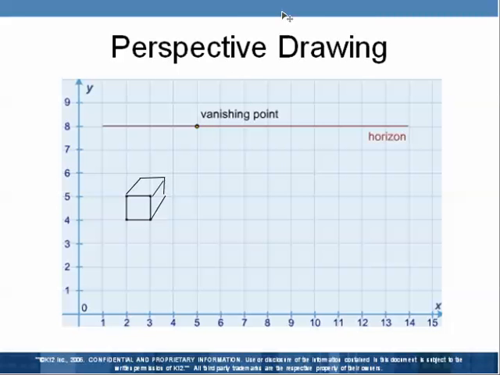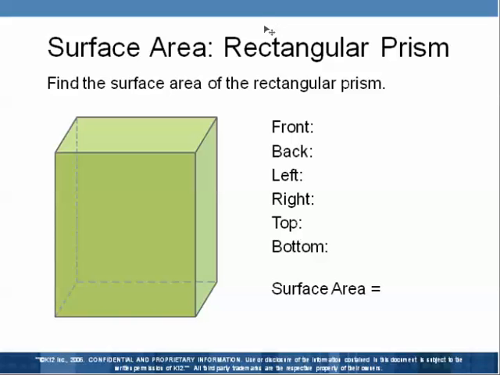This is something that's done quite frequently in art. You have a horizon with a vanishing point, and everything kind of disappears off into that space. Okay? Well, another thing that we need to be looking at when we look at three-dimensional objects is where two-dimensional objects had space that they took up.